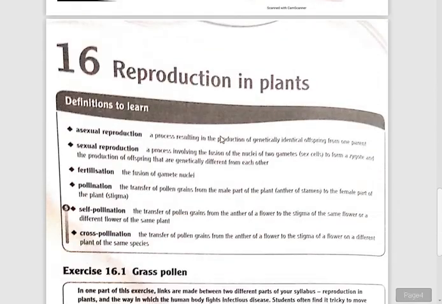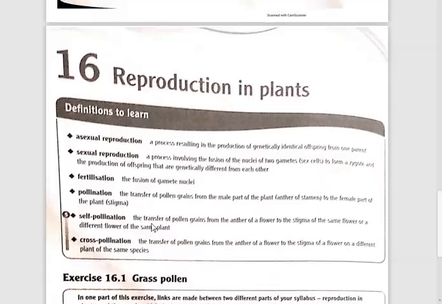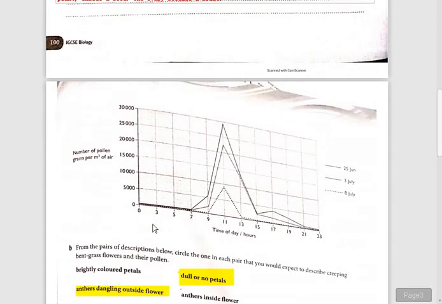And then the second part of the answer is pollen emission rises sharply. This one you have to describe the graph, you have to explain. So remember, there are 2 important keywords. One is describe, another is explain. When they're asking about describe, as in this question, describe how pollen emission from creeping bent grass varies in the day, you have to literally just tell everything. What do you see on the graph? You basically mention everything you see on the graph over here.